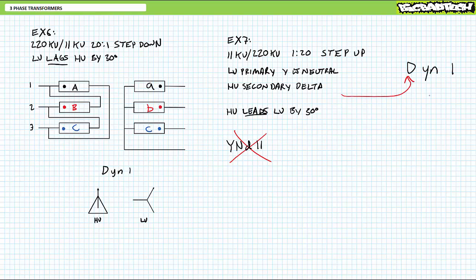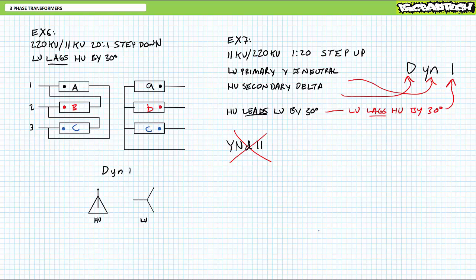If we were to use standard nomenclature, which we are going to, we need to express the delta-configured high voltage secondary output side first as capital D. The Y-configured low voltage primary input side with the neutral second using lowercase yn, and then reference low voltage input with respect to high voltage output, not the other way around. If high voltage output leads low voltage input by 30 degrees, this is the same thing as saying low voltage input lags high voltage output by 30 degrees.